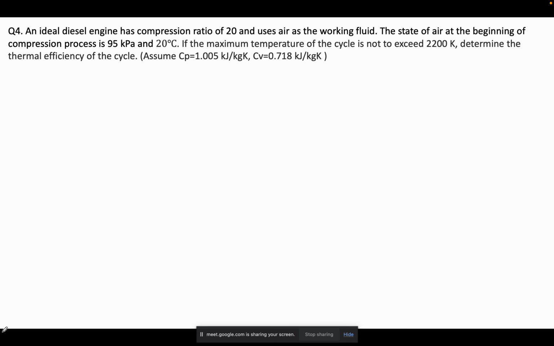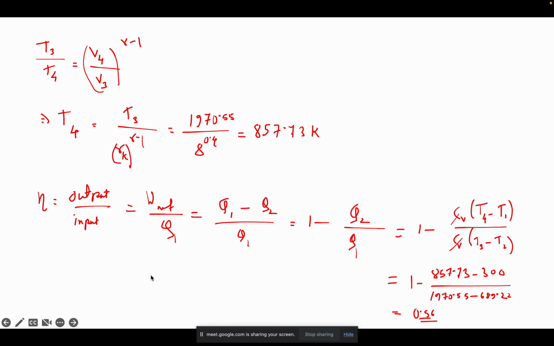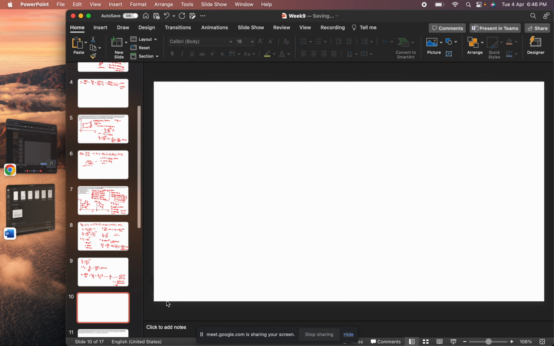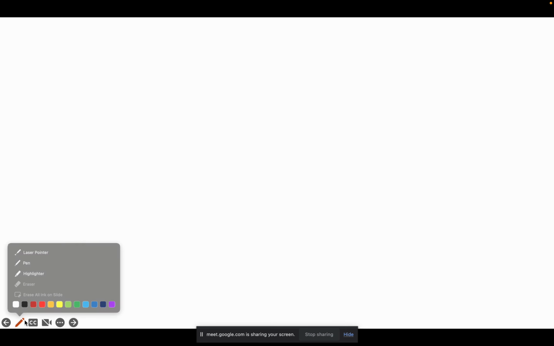Now we can also do these things in an alternate way. How will we do it in an alternate way? Just check it. I will derive the formula, which will just take a few minutes, and after that you will be able to do it just by knowing the compression ratio. So alternately, alternate formula for Otto cycle efficiency.